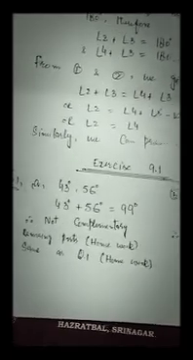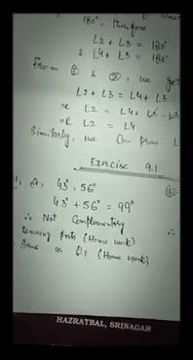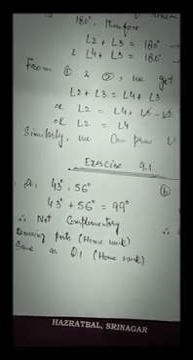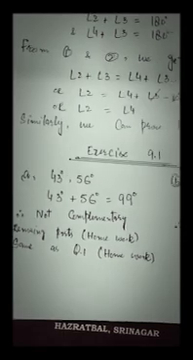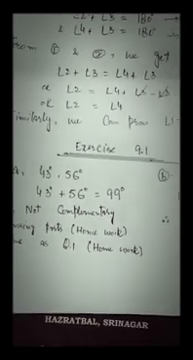Now we are going to start the exercise 9.1. Exercise 9.1 is we have to check from the pairs of given angles whether they are complementary or not. If their sum is 90 degree, then we see that they are complementary. If their sum is not equal to 90 degree, then we can say they are not complementary.